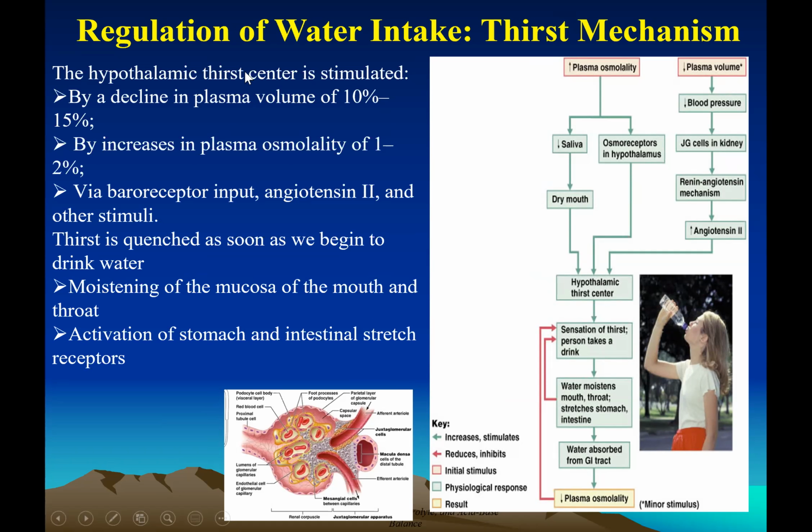So the hypothalamic thirst center is stimulated by a decline in plasma volume or by an increase in plasma osmolarity, by baroreceptors. So through a cascade of reactions, it will trigger a sensation of thirst, and then the person will drink water and it will restore the water balance.